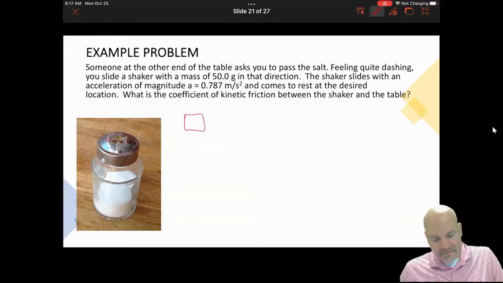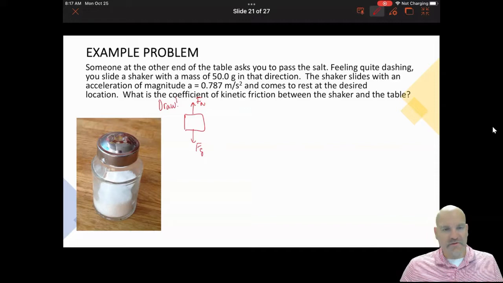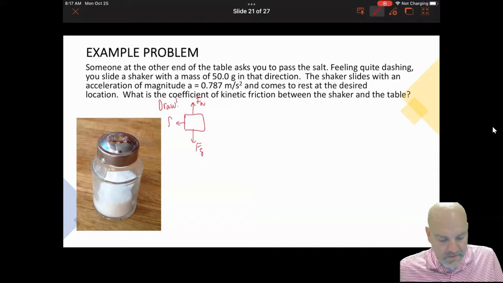So here's my salt shaker. I have my two standard forces in my draw step. Again, draw, sum, solve. So draw the free body diagram.